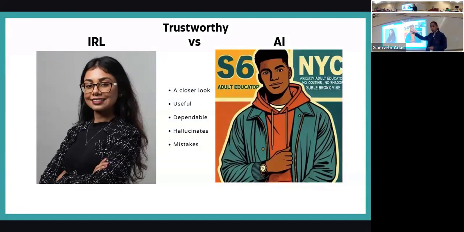Both of them are useful. Oma's useful. Coach Cody's useful. Both of them are pretty dependable. Only thing is Coach Cody's available 24/7. Oma actually wants to go to class and sleep and eat, okay? One of them hallucinates. We won't say which one it could or could not be.